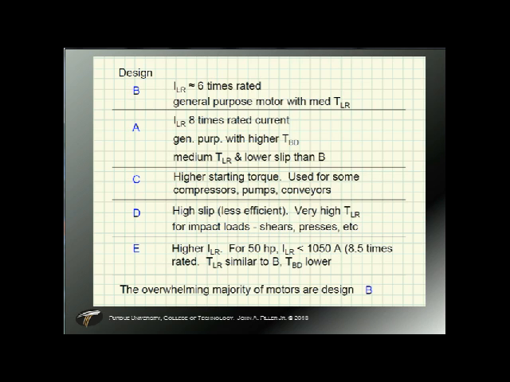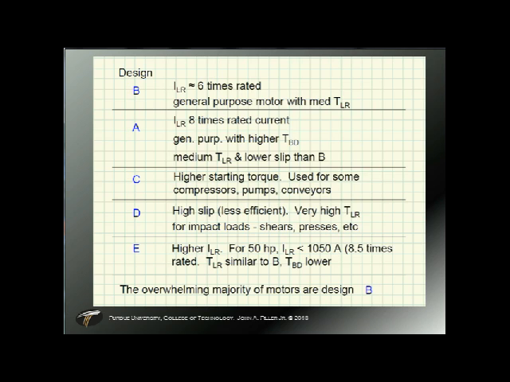General purpose, again, higher rated breakdown torque, medium locked rotor torque, and a lower slip than B. So that means that with a lower slip, the rotor speed is closer to the speed of the rotating magnetic field.